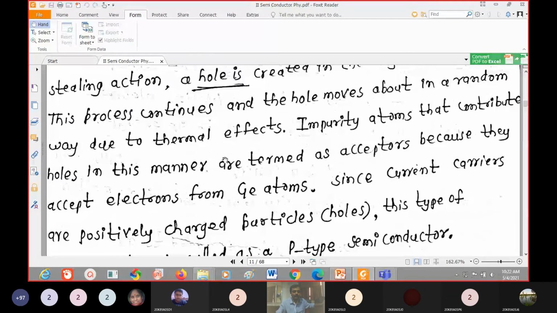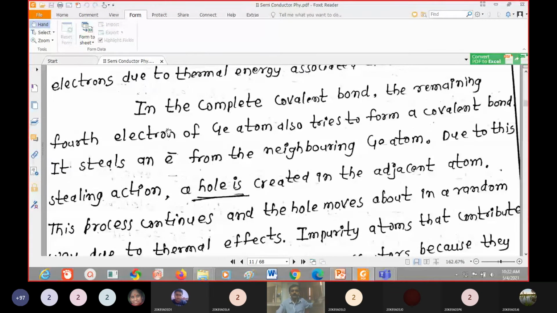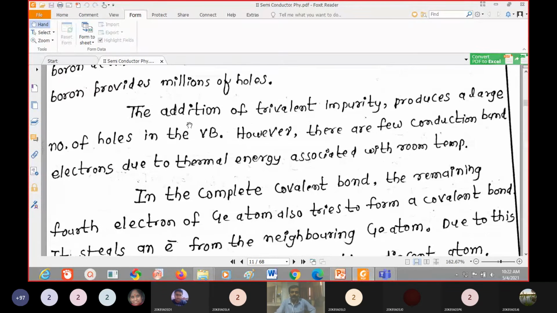Okay, now, one minute here. The addition of trivalent impurity produces a large number of holes in the valency band. However, there are a few conduction band electrons due to the thermal energy associated with room temperature. This we already discussed.